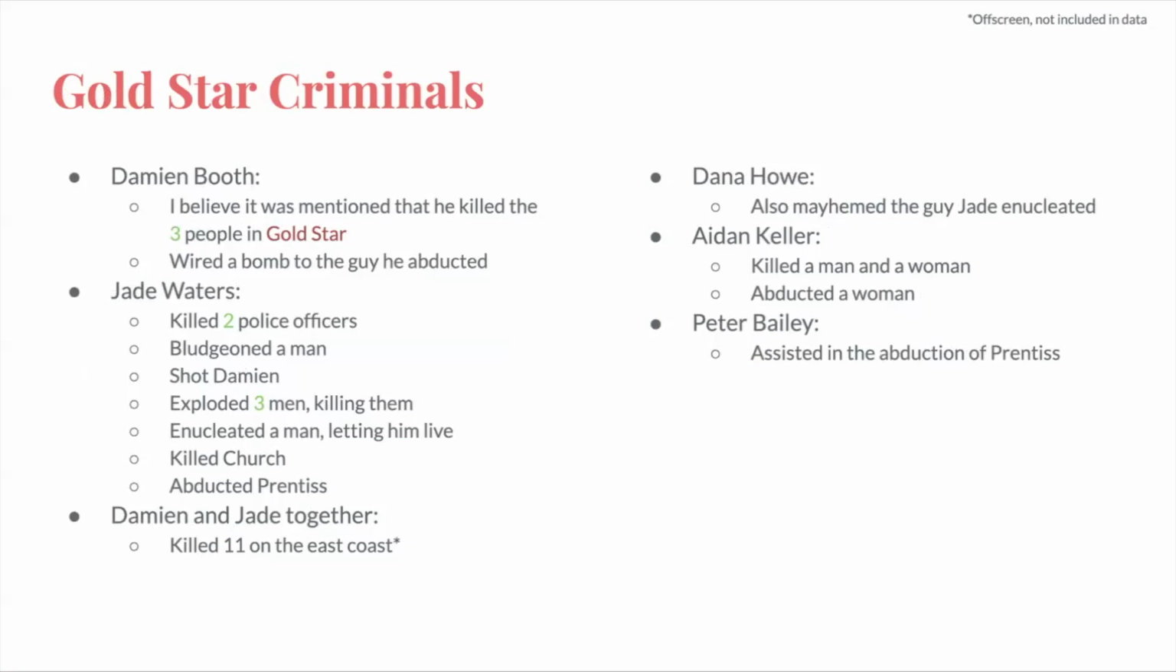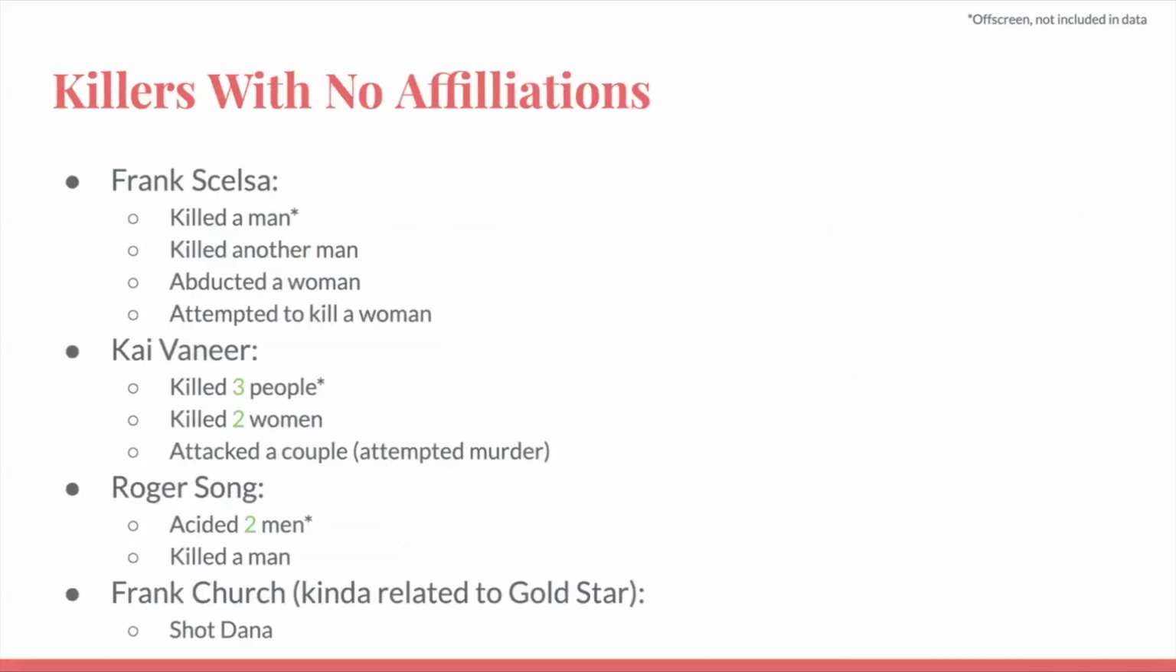I also don't know the genders of those they killed, but it is said that they killed 11 people on the East Coast. Dana Howe also mayhemed the guy Jack enucleated by shooting him without the intent to kill him. I call that torture shooting. Aiden Keller killed a man and a woman and abducted a woman, and Peter Bailey assisted in the abduction of Prentice. And then there were only 4 killers with no affiliations.